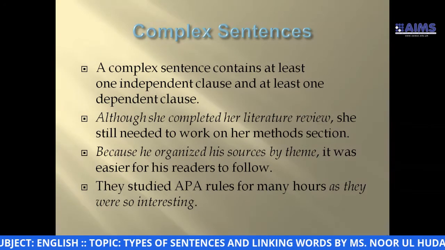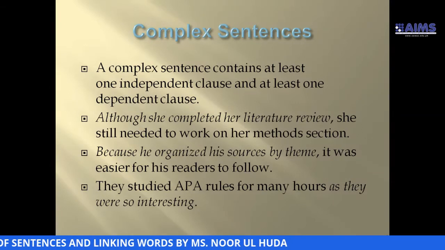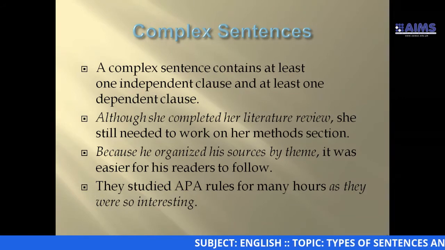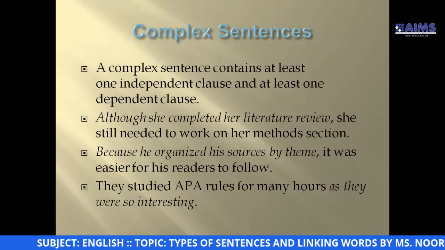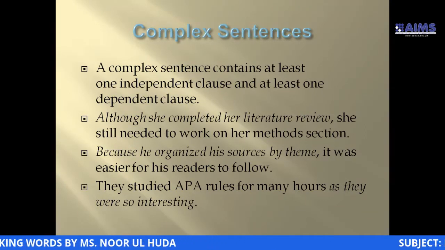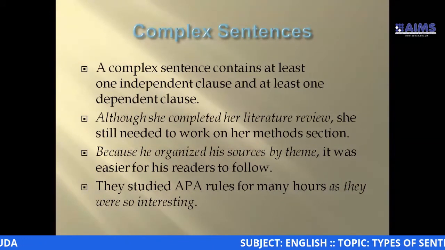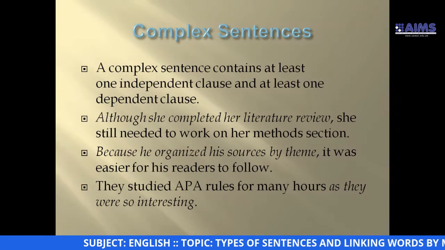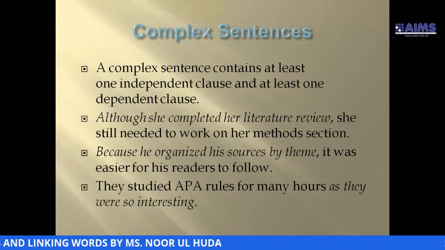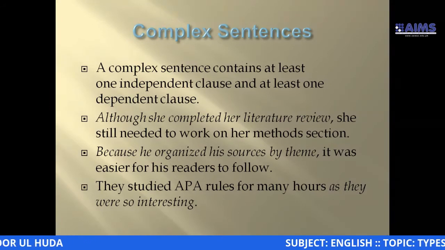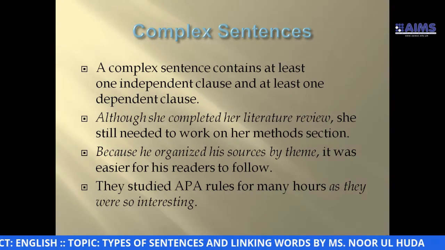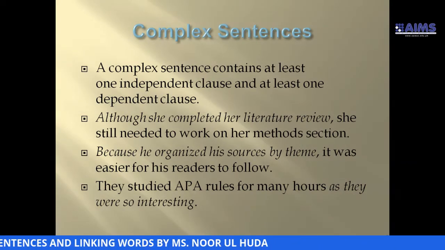So: Although she completed her literature review, she still needed to work on her methods section. Now, is the italicized section independent or dependent? Obviously, it is dependent. Why? Because "although" is there, which makes the independent clause dependent. "She completed her literature review" is an independent clause, but when we put "although" in the very same sentence, it becomes dependent. Although she completed her literature review, what happens next? She still needed to work on her methods section. So here we have included one independent clause.